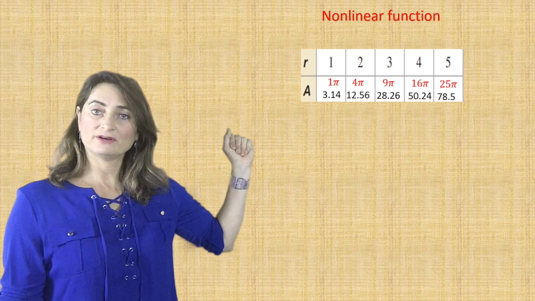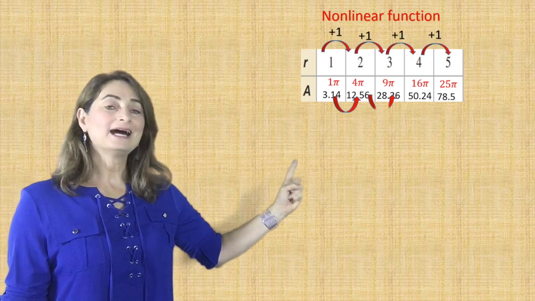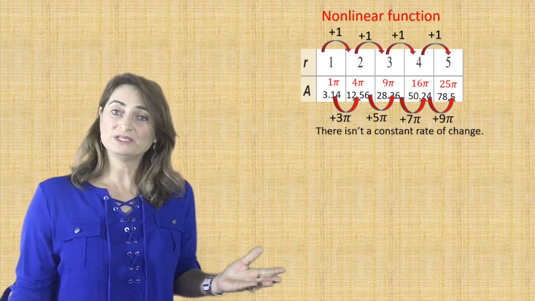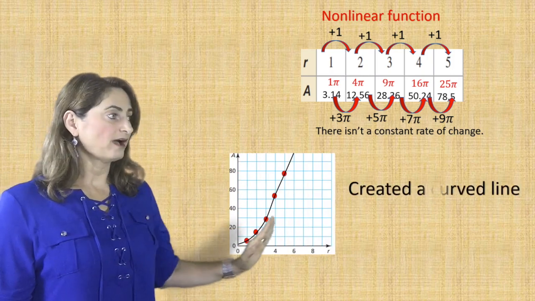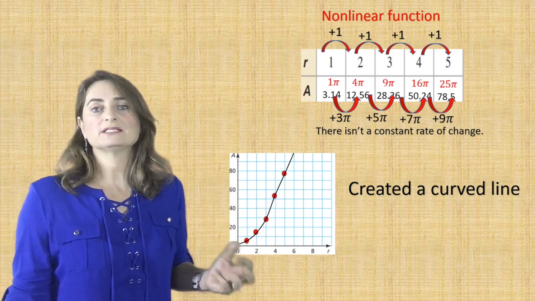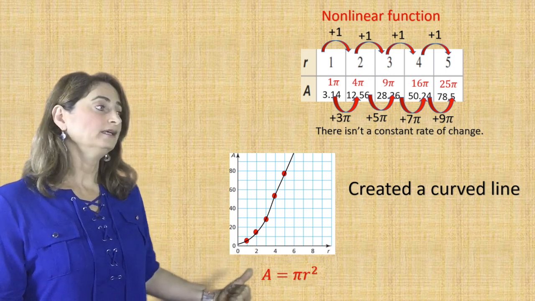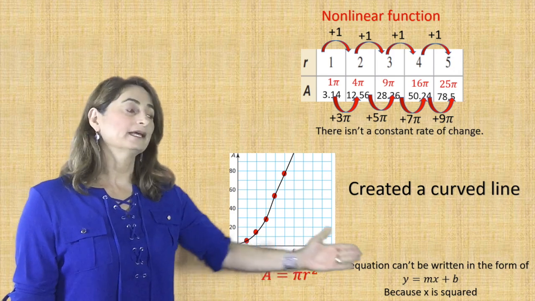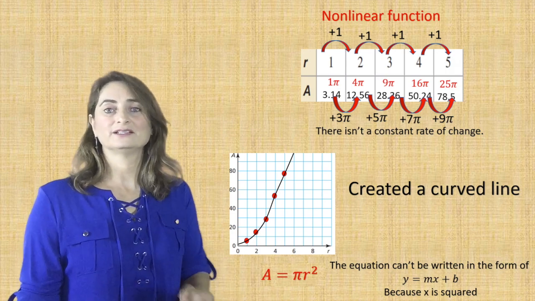Look at the table for the radius and the area of a circle. Watch how the radius increased by 1 every time, and the area did not increase at a constant rate. There is no constant rate of change, which means it's a nonlinear function. Now look at the graph. Watch how the graph curved. It's not a straight line. That means it's not a linear function. Now look at the equation A equals pi r squared. Watch how r is to the power of 2. That means it cannot be written in the form of y equals mx plus b. Therefore, it's a nonlinear function.